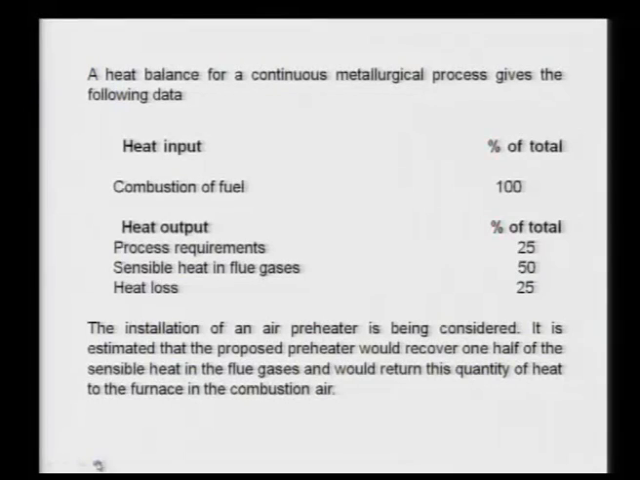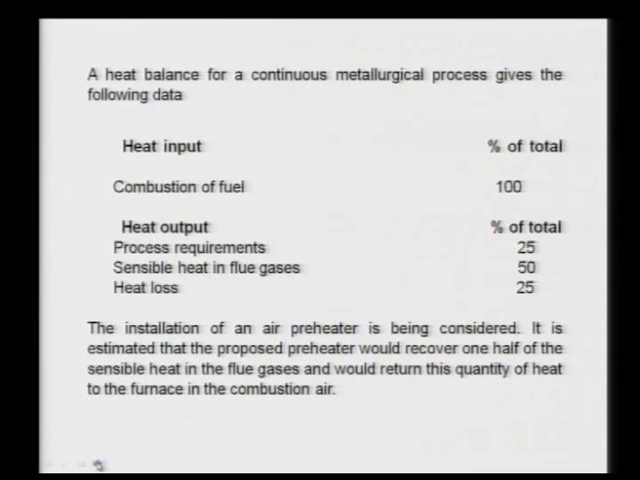Now, this problem is very simple, but it requires a clear-cut understanding of the heat balance of the various processes. The problem is as follows: a heat balance for a continuous metallurgical process gives the following data. Heat input, combustion of fuel, is 100% of the total. Heat output, process requirement takes 25% of total. Sensible heat in flue gases takes 50% of total, and heat losses 25% of total. The installation of an air preheater is being considered.